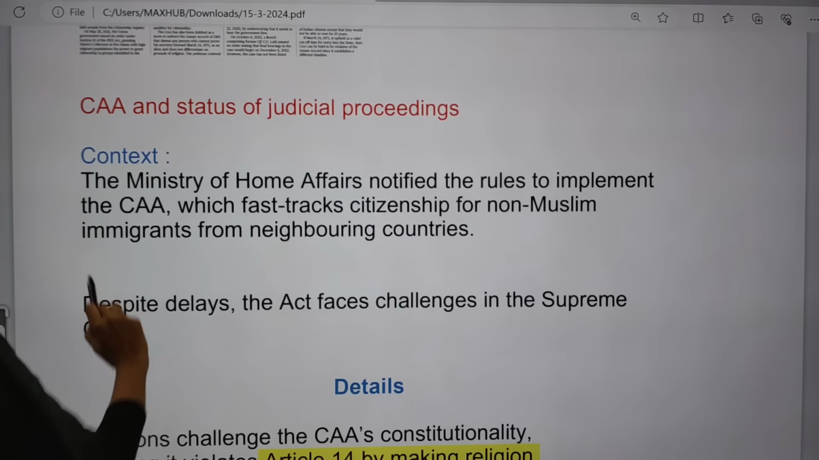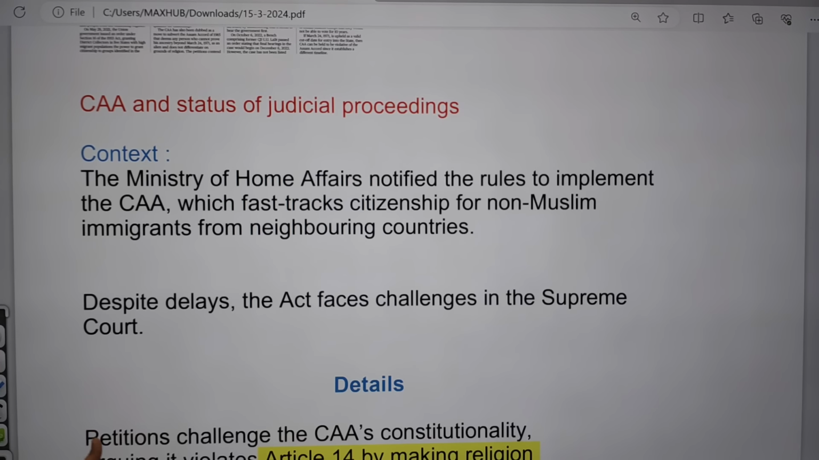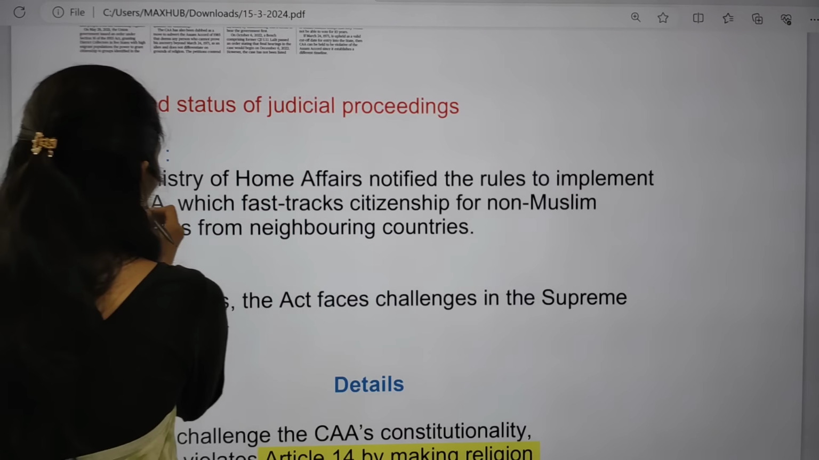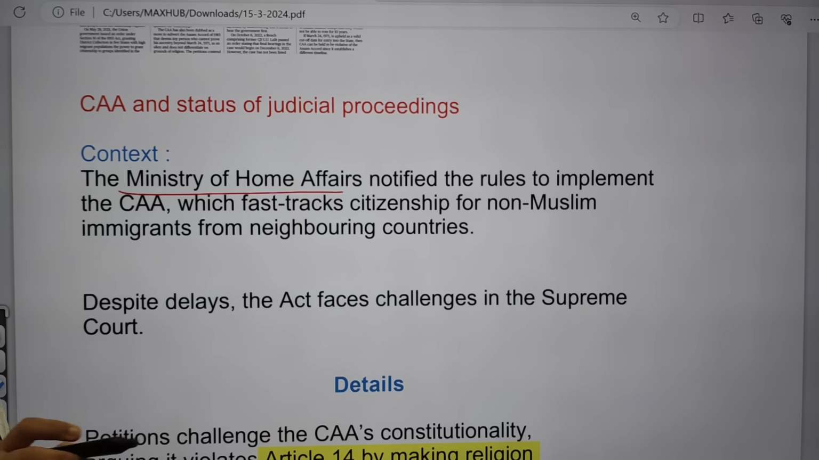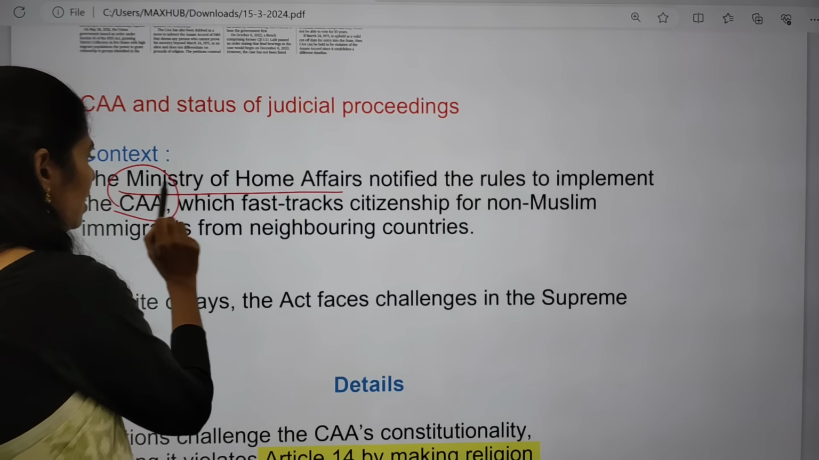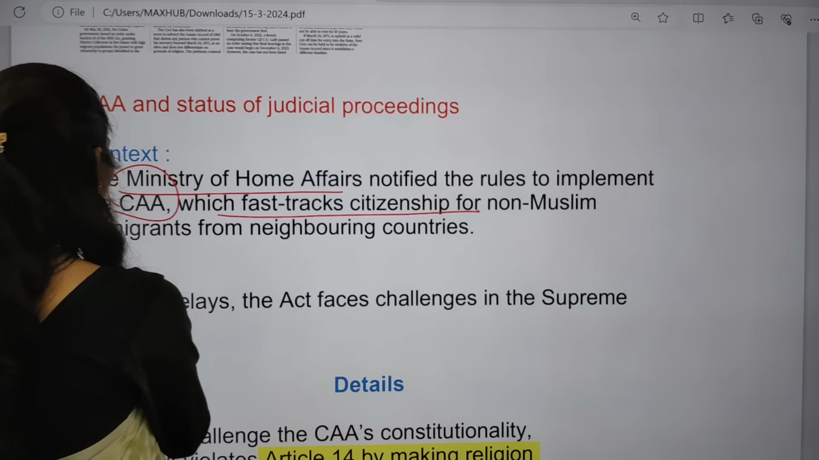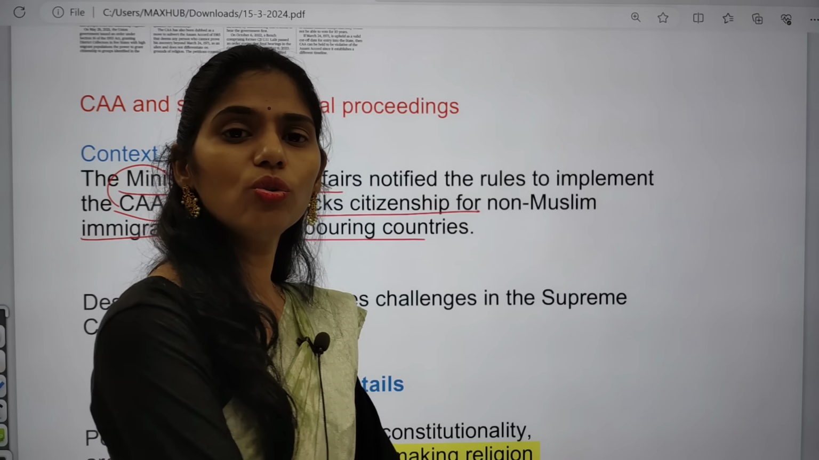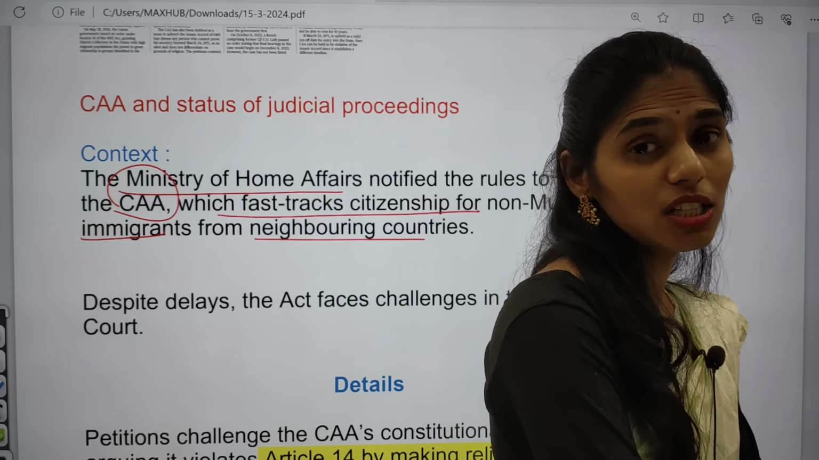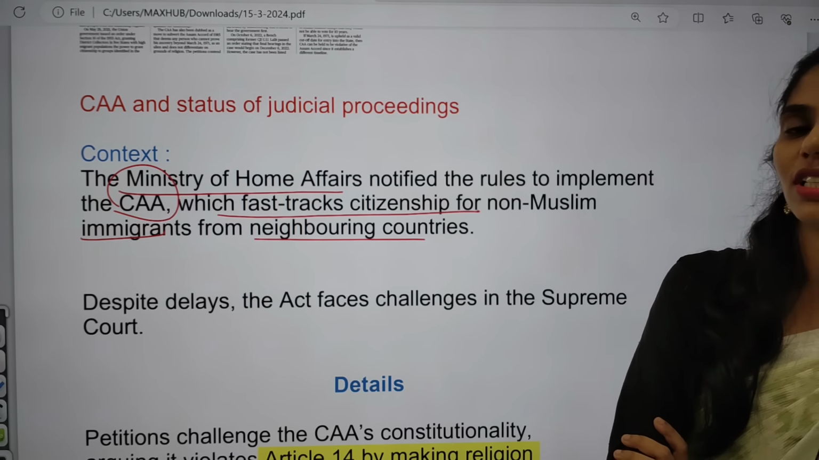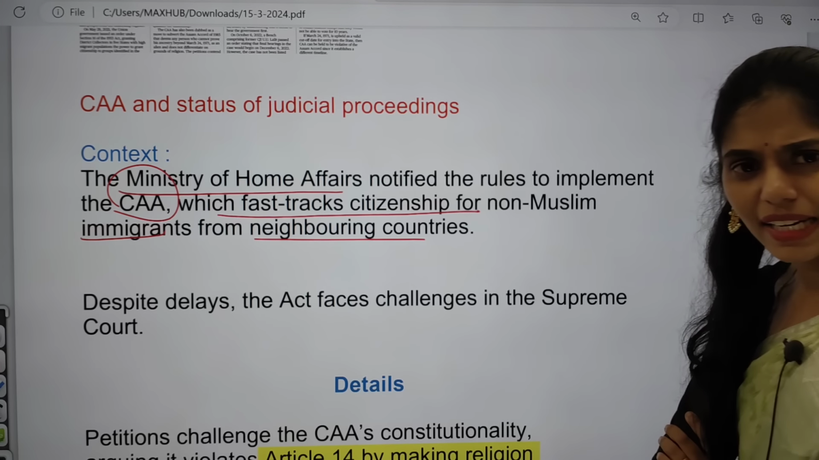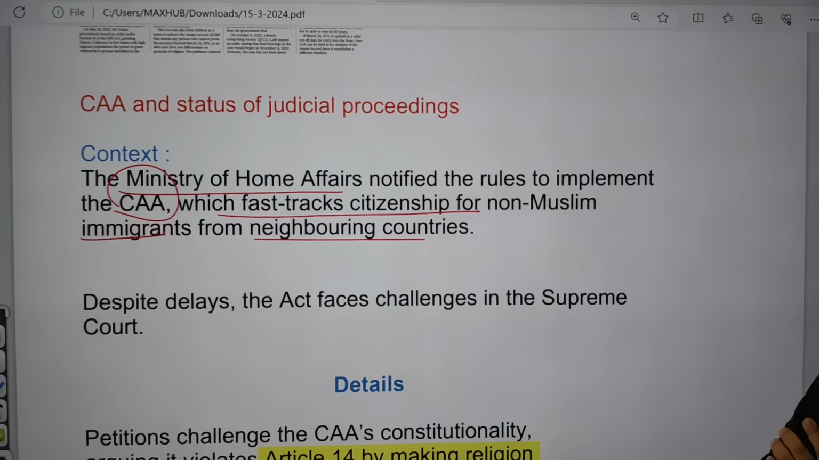Okay, so we already discussed this CAA topic a number of times, right? And again, we are going to see it in brief. We are not going to dig deep into the topic. If you see the context, it says that the Ministry of Home Affairs noted the rules to implement CAA, which fast-tracks citizenship for non-Muslim immigrants from neighboring countries. So this Citizenship Act is about who is going to get citizenship. That is six communities, excluding Muslims, from three countries: Afghanistan, Bangladesh and Pakistan. There are some delays that we are seeing in the implementation of the CAA. Because of this, the act is facing challenges even in the Supreme Court.